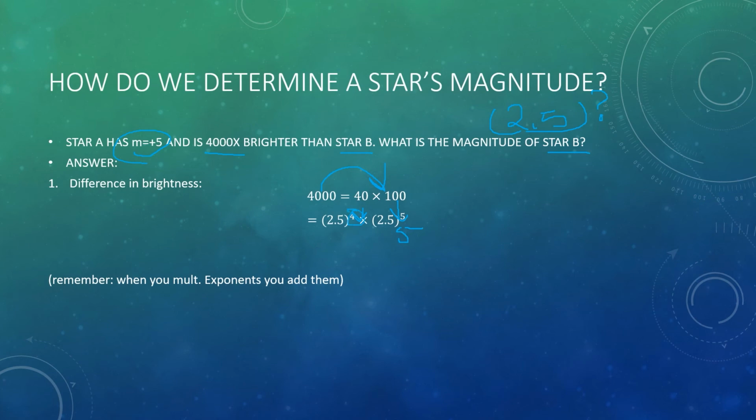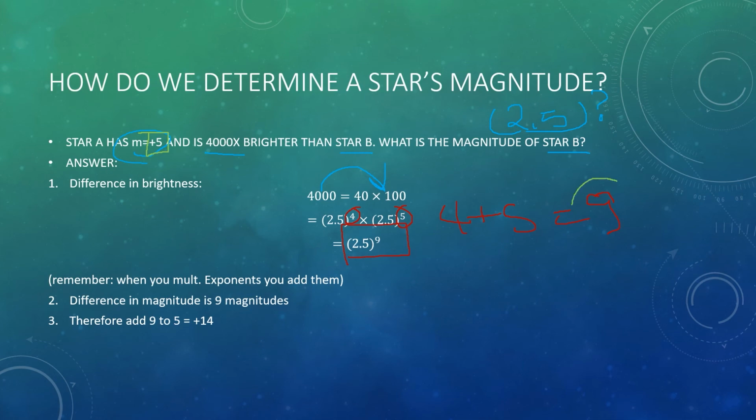We're going to take those two numbers. We are going to add them together. So now we're going to do 2.5 to the 9th power. So the difference in magnitude is 9 magnitudes. Now what do we do? We add 9 to 5. Okay, because m has a plus 5, we know there is a difference of 9. 9 plus 5 gives us 14. Therefore, star B has an m of plus 14.